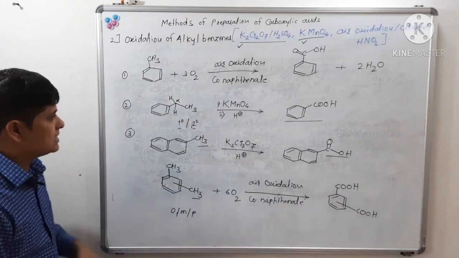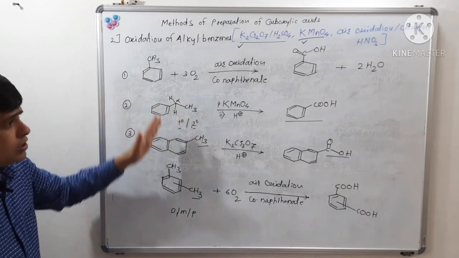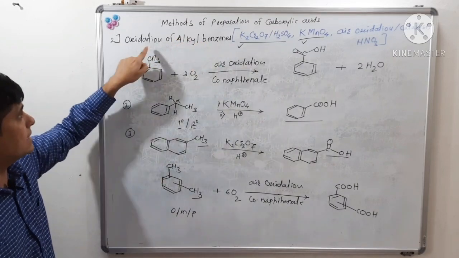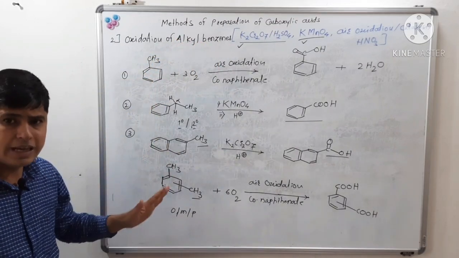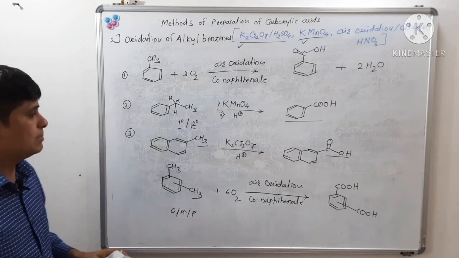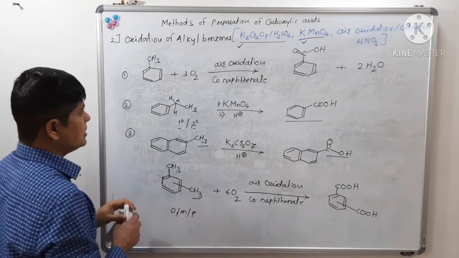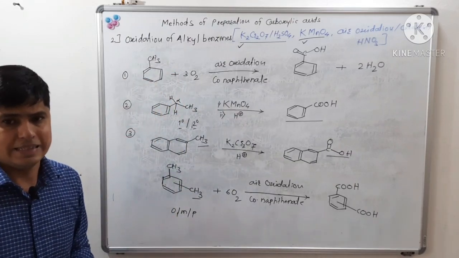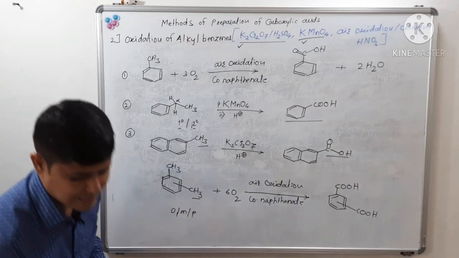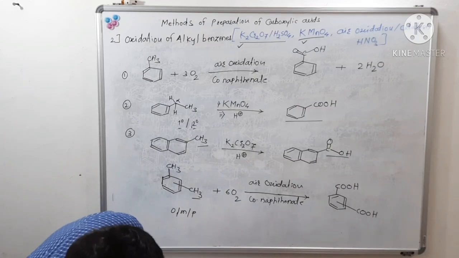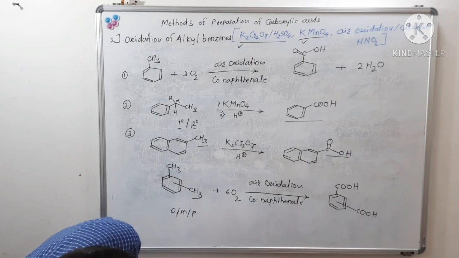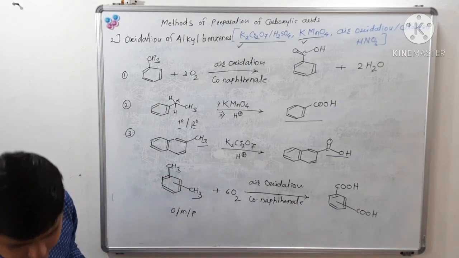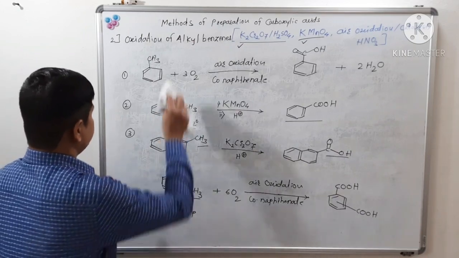Now these are the methods of preparation, the second one, that is oxidation of alkyl benzene. These are the examples of oxidation of alkyl benzene. Now let us see an industrial method for the preparation of phthalic acid. You can just overlook this. Let us see the industrial method for the preparation of phthalic acid.